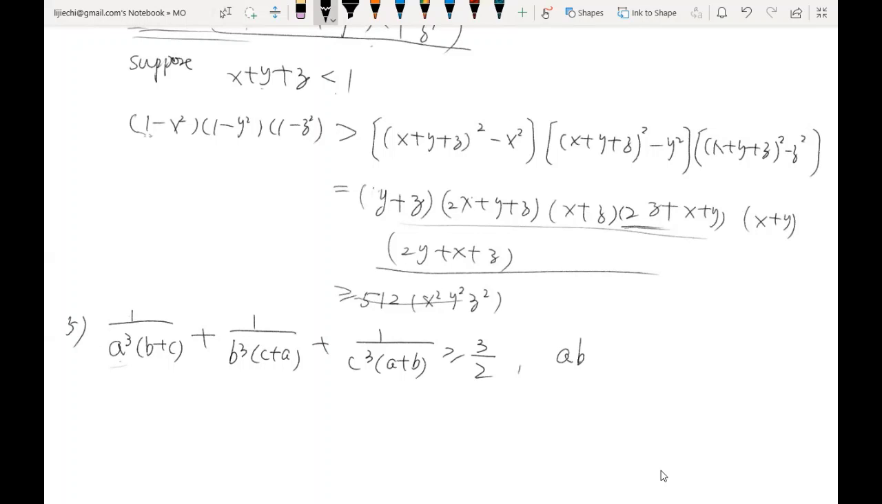Also have ABC equal to 1 and ABC positive. There's a proof of this thing. And with this criteria and those in the denominator, you have this b plus c.